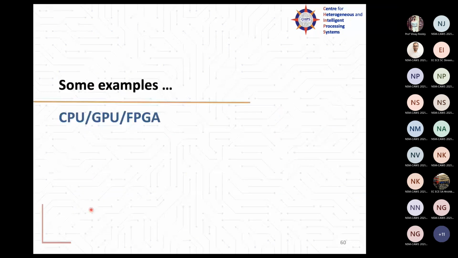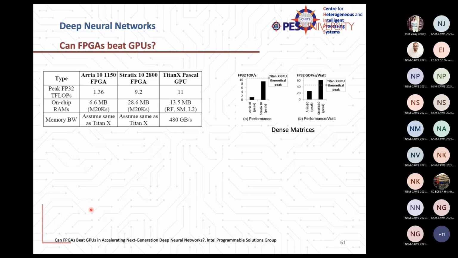Okay, and quickly moving on to some examples to bring out the differences between CPUs, GPUs and FPGAs. So let's look at one recent work, actually a couple of years ago, by Intel, where they compared.